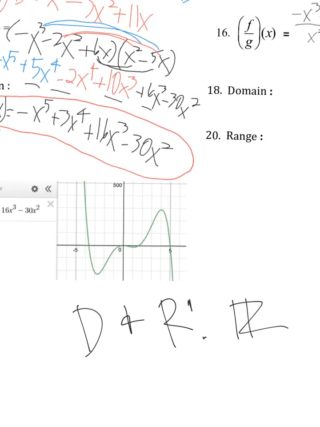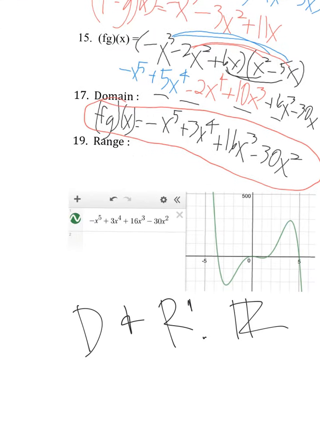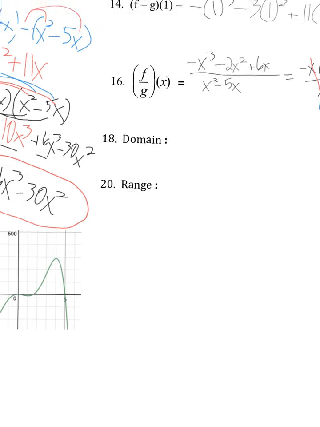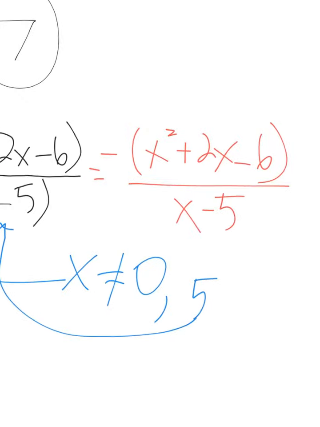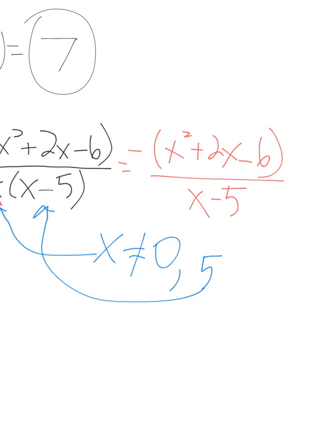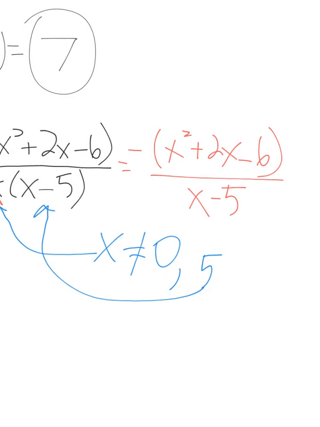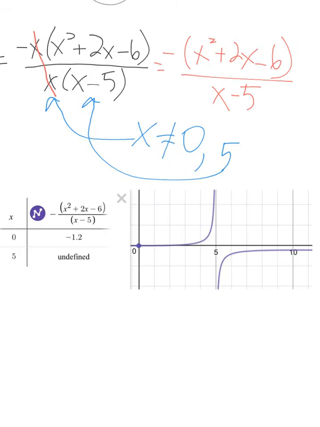Alright? Now as for number 18 and 20, let's see here. We had this as our function to graph, and we already know that x can't equal 0 and 5, so we got to look at those spots on the graph. Okay, so here's a snapshot of the graph. You can see the domain is moving left and right freely except for the two areas that we talked about previously. So the domain would be all real numbers where x can't equal 0 and 5.